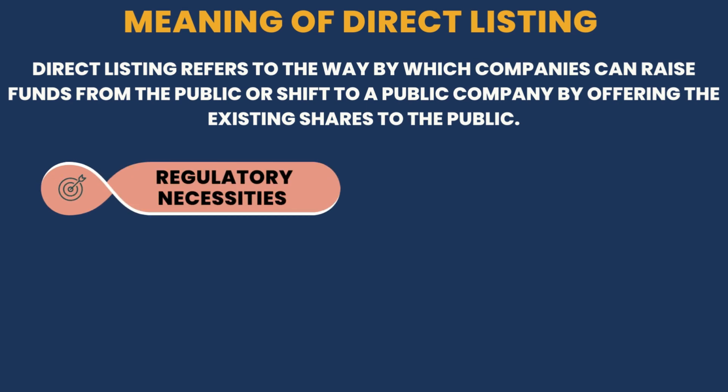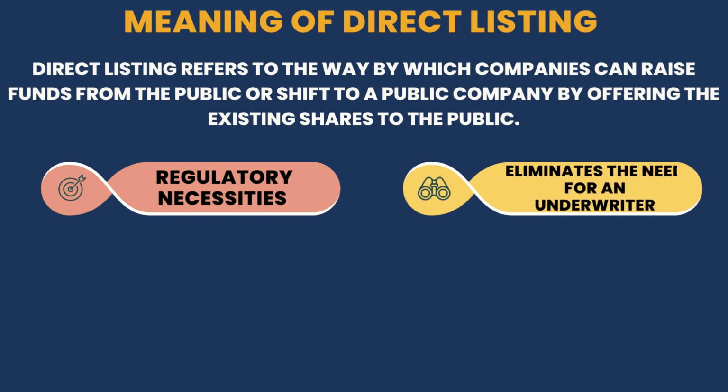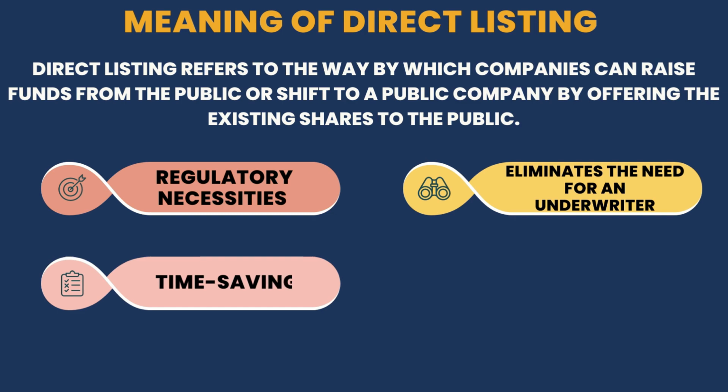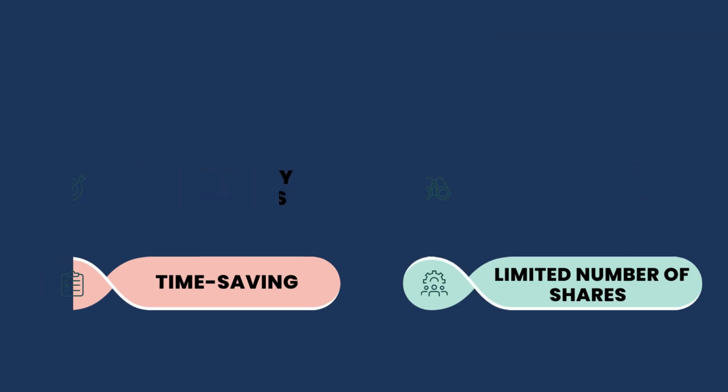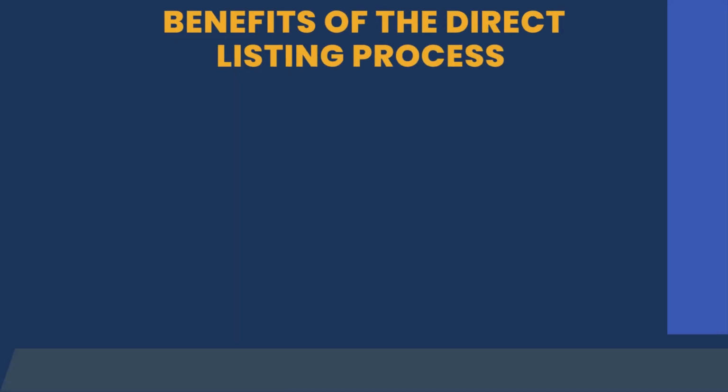A few major features of direct listing are that the process needs little regulatory necessities. It eliminates the need for an underwriter. It is time-saving, and offers only a limited number of shares during listing compared to an IPO. Next, we shall see the benefits of the direct listing process.